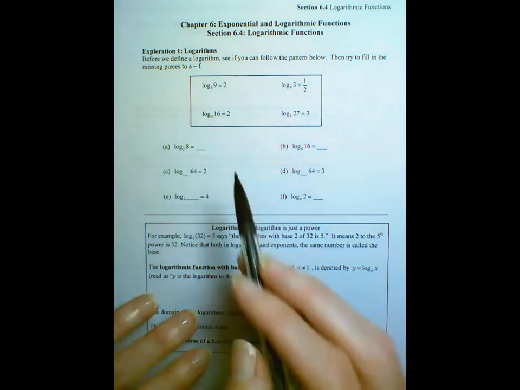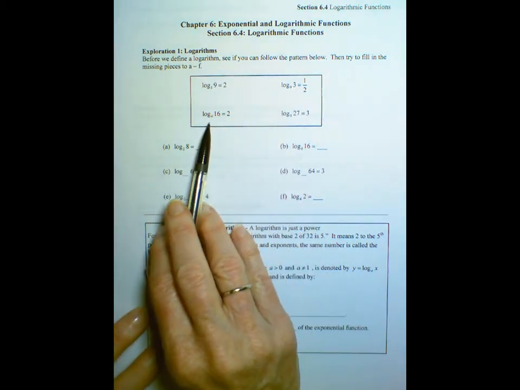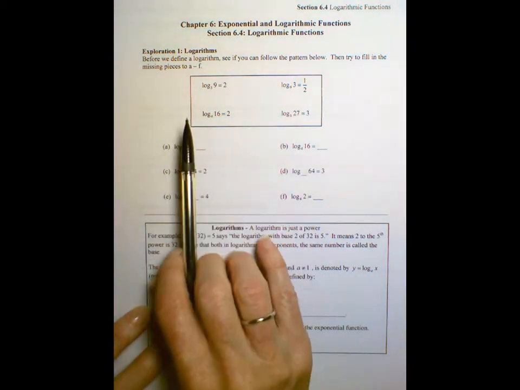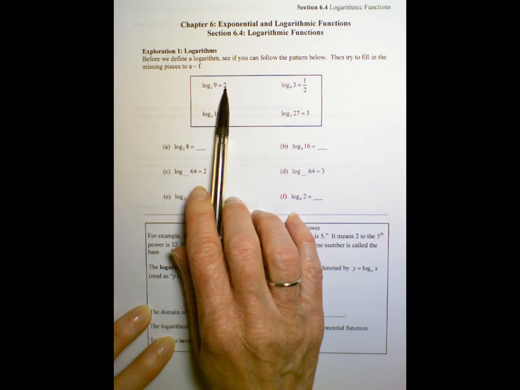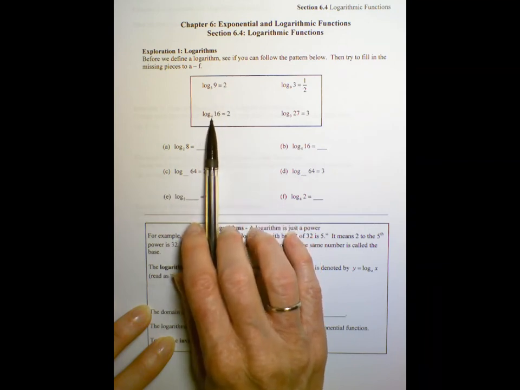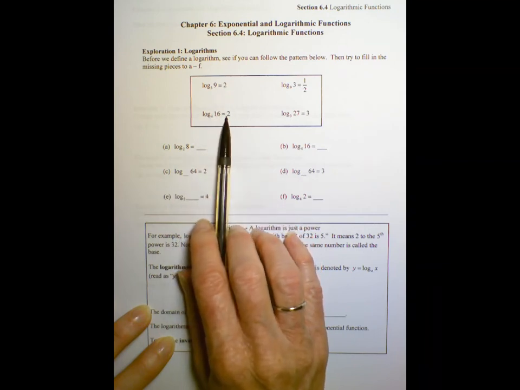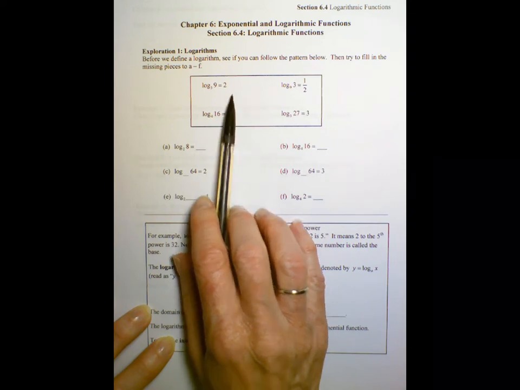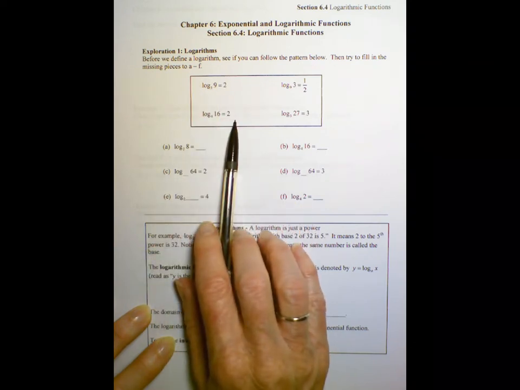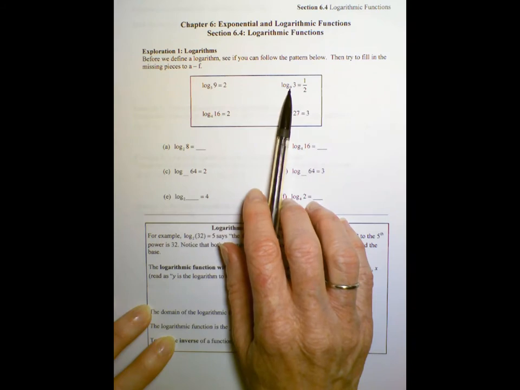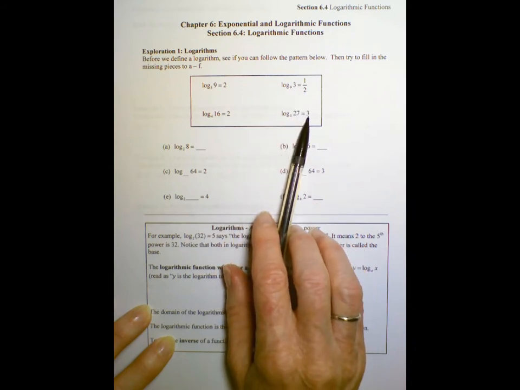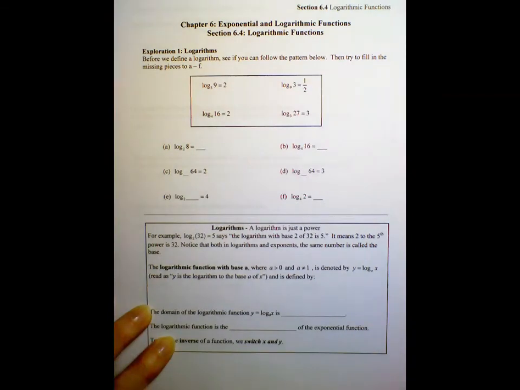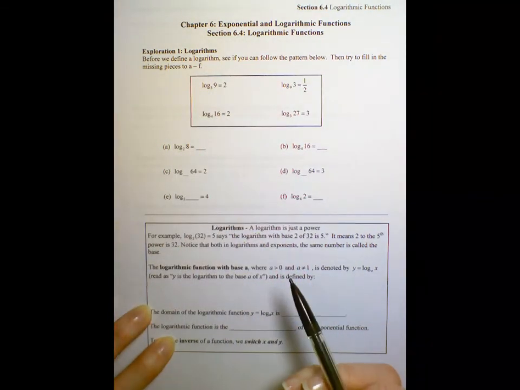So if we look at these logs that we're given here, and we're looking for a pattern. The log to the base of 3 of 9 is 2. The log to the base 4 of 16 is 2. You're seeing a pattern here. Log base 9 of 3 is a half. Log base 3 of 27 is 3. You see a relationship between any of those numbers.